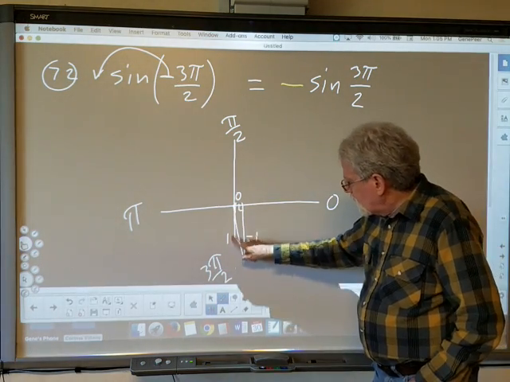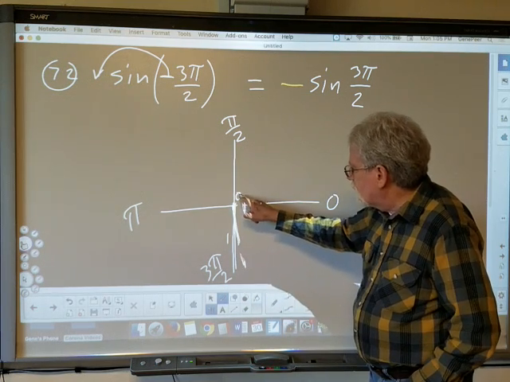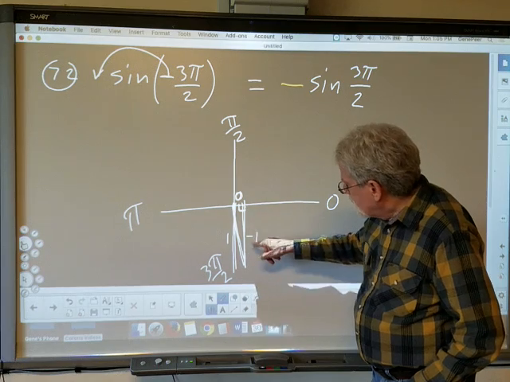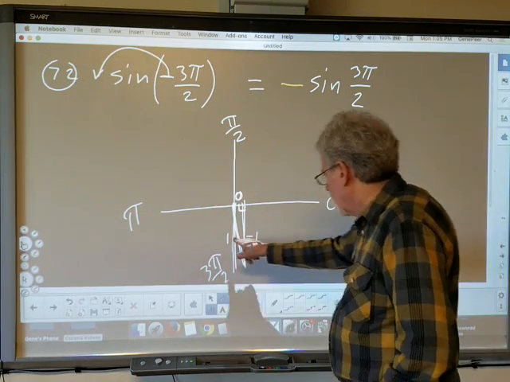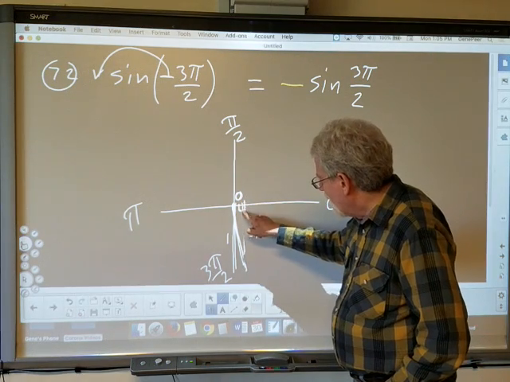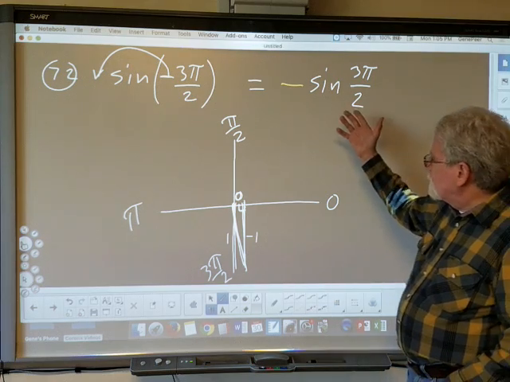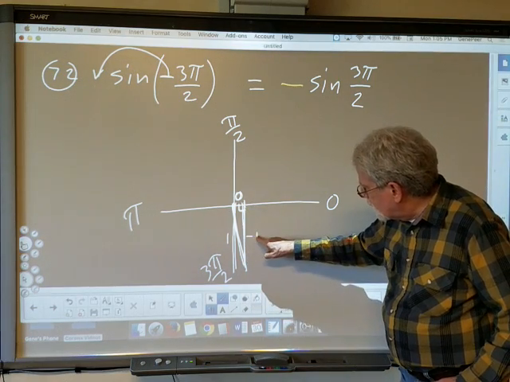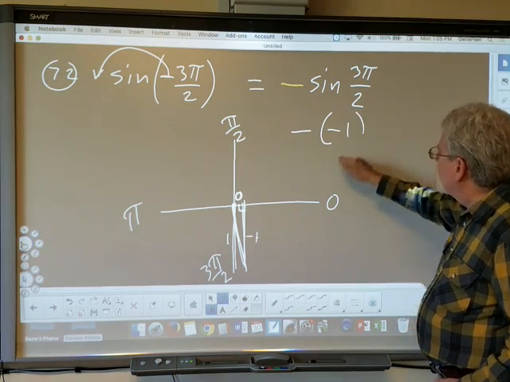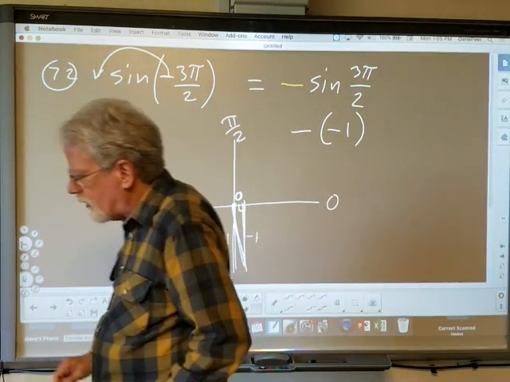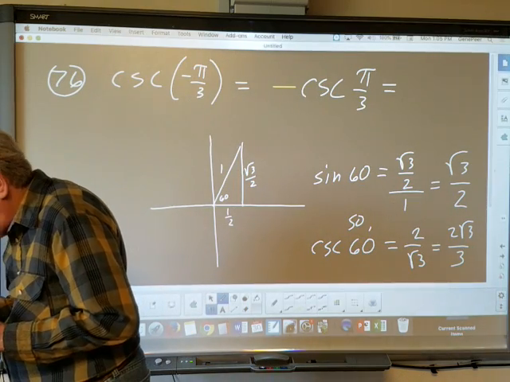So it's on the axis, therefore we just draw a little imaginary triangle here with an adjacent side of 0. The hypotenuse is 1, and the opposite side is -1. So we want the sine, which is opposite over hypotenuse. That's going to be -1. But I want the opposite of -1, so our final answer is +1 for number 72. And we move on to number 76.